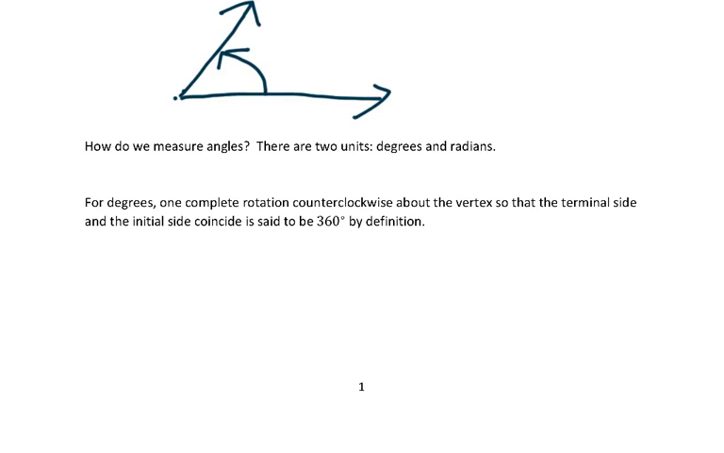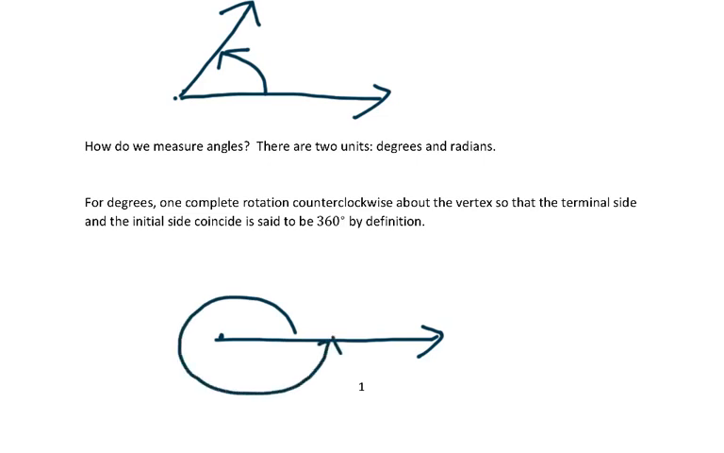Now with degrees, really the best way to think of it is this. So let's say this is the starting position, okay? When you do a complete counterclockwise rotation, so the initial and the terminal side of the angle coincide, by definition, this is 360 degrees. So I guess technically 1 degree would be 1 over 360th of this rotation, but that's kind of nasty. But for now, we could think of 360 degrees like that.